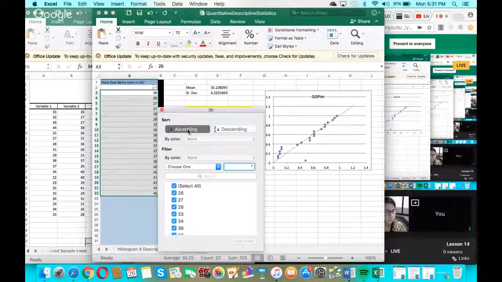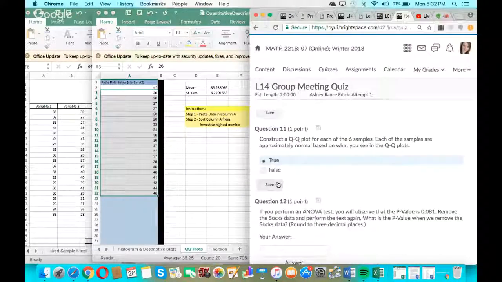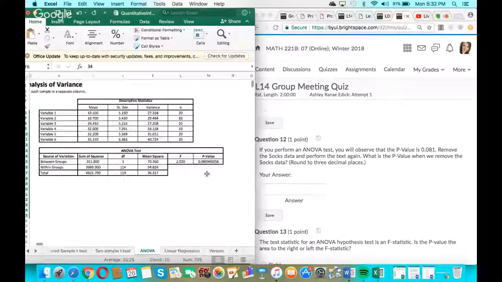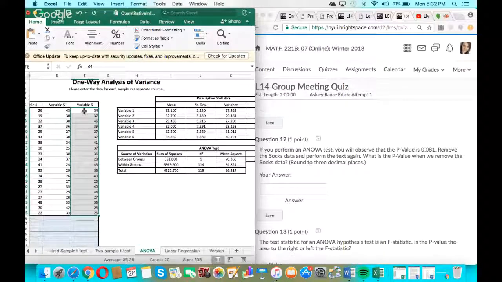Because that one also looks pretty normal other than this area right here. So we should just put true. If you perform an ANOVA test, you will observe that the p-value is 0.81, correct. Remove the SOX data and perform the test again. What is the p-value when you remove the SOX data? So we'll just click on this part and delete it.